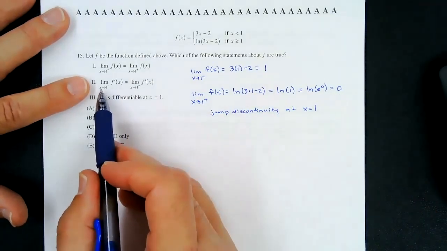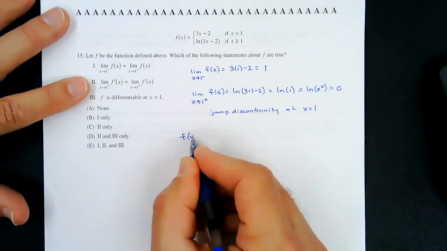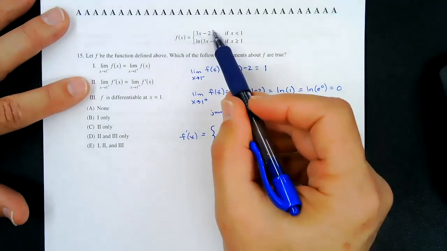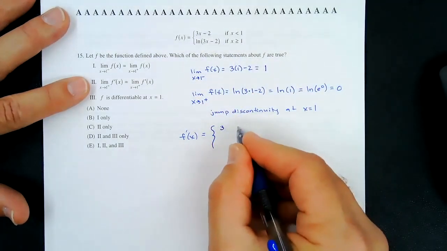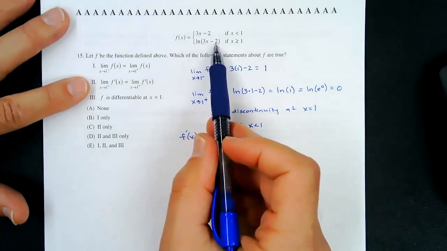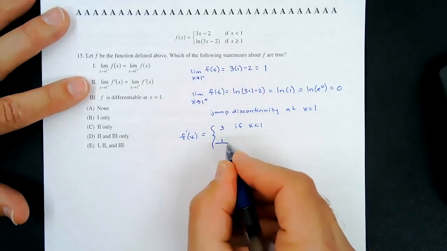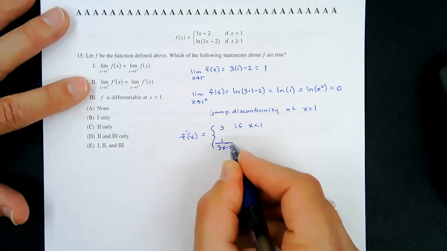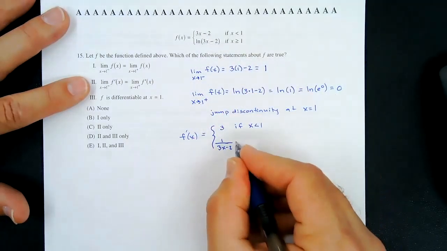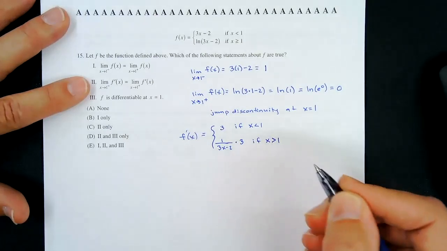Okay, how about the one-sided derivatives? To find the derivative of a piecewise function, f prime of x is going to equal the derivative of this piece, which would be 3 if x is less than 1. And then it'd be the derivative of the natural log of 3x minus 2 if x is greater than 1. And so this one would be 1 over 3x minus 2. We need to apply the chain rule. So the derivative of the inside function, which would be 3, so we need to multiply that by 3. And this would be if x is greater than 1.